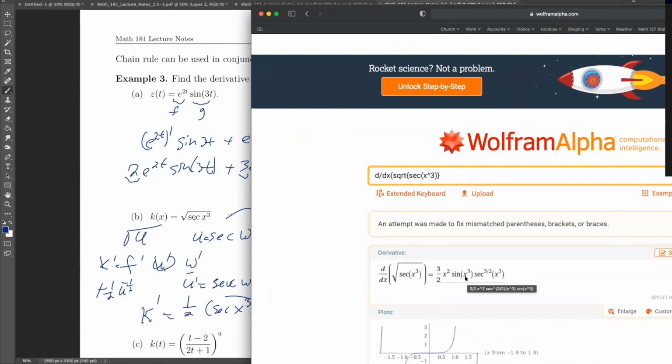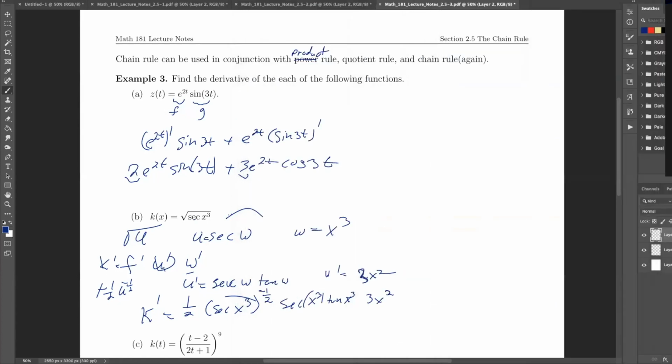Oh, they did a lot of funniness to get rid of the tangent, but yes, you can. I see what they did. I don't agree with what they did, but they did. This is indeed the same as ours. They just used the tangent, which is sine over cosine, and secant is 1 over cosine, and they combined all the cosines together. That's the only difference. Okay.